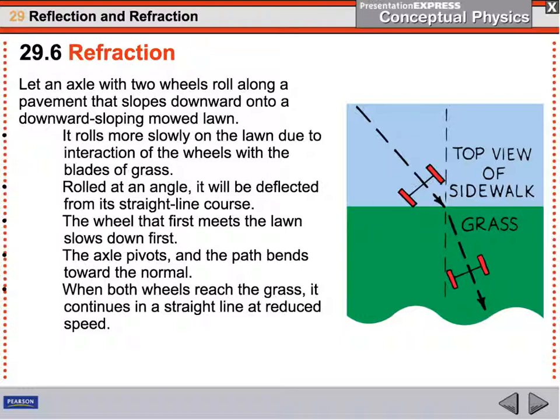If you look at this as it's coming in, it was going in a straight line, but this wheel is going to hit the grass first. When it does, it curves towards the normal, and then when both wheels come in, it will travel that straight line path.